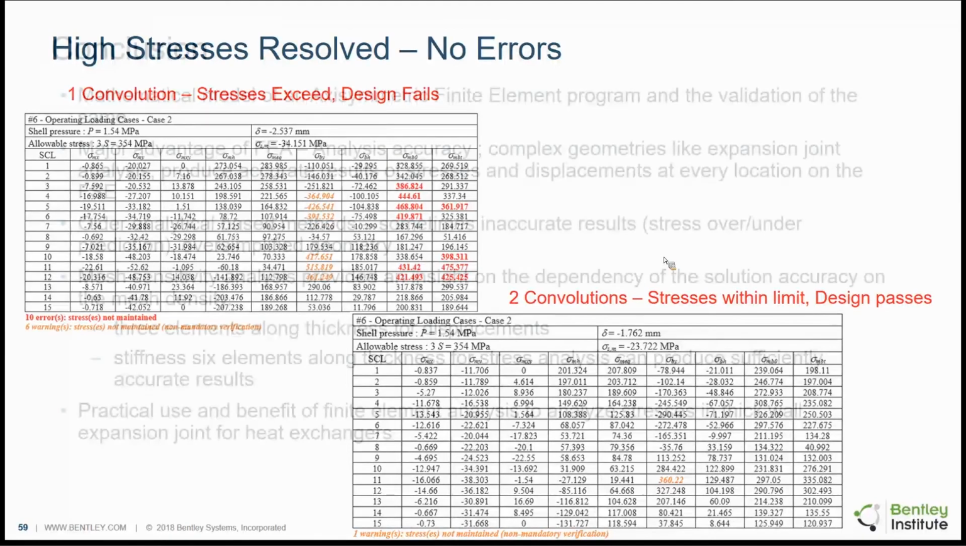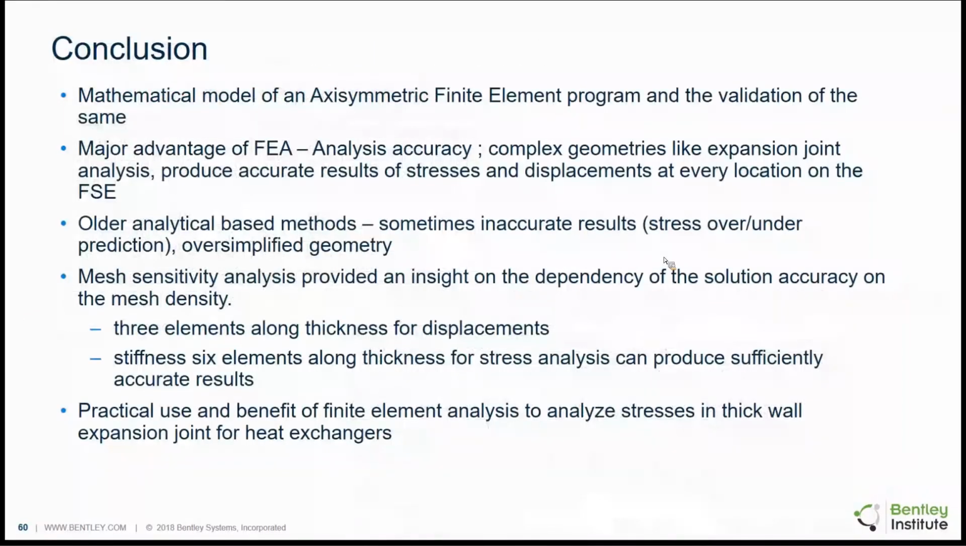So as a conclusion, what we discussed was a mathematical model of an axisymmetric finite element program, and also some studies on the validation were presented. So what is basically the takeaway? What is the major advantage of using FEA? It is basically the analysis accuracy, and complex geometries like expansion joints lend themselves very well to finite element analysis. And it produces accurate results of stresses and displacements at every single location.